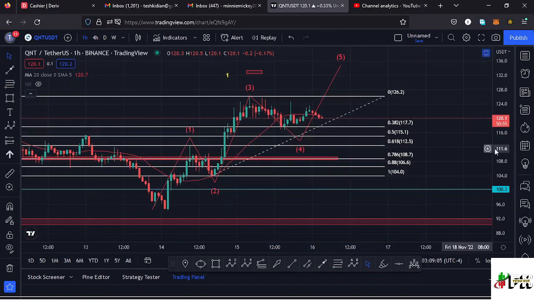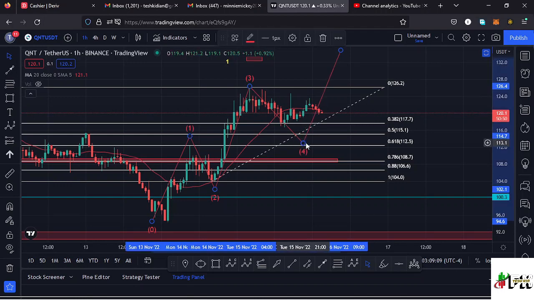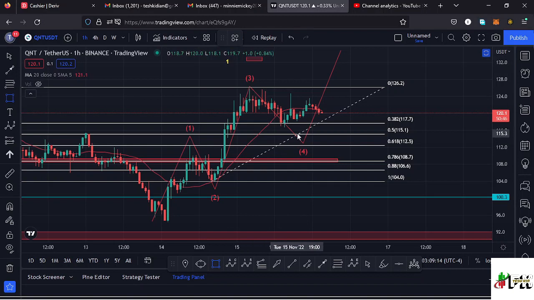And that gives me a minimum retracement area in the formation of a wave 4 between the fib level 0.5 and the fib level 0.618, which perfectly lies between the $115.1 mark and the $112.5 mark, and I can mark that target area here on the charts like that.